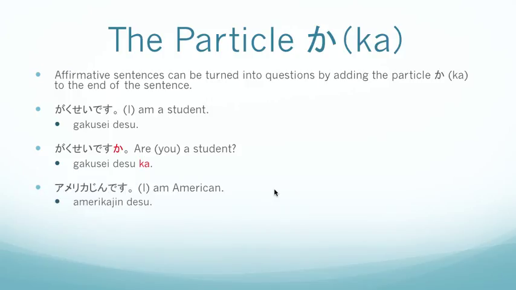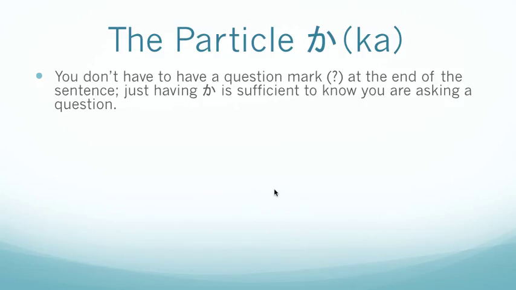アメリカ人です. Again, omitting the subject just means I am American. What if you want to ask, are you American? Omitting the subject. アメリカ人ですか? Just add the ka to the end to make it a question. So you don't really have to have a question mark to indicate that's a question, because the particle ka already implies that. Okay.